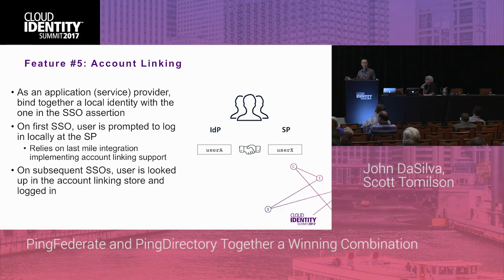So maybe this is an application that you've already had for years. You already have local accounts in there with usernames and passwords and login information. And you really just want to start binding the accounts from the identity provider to the local accounts. That's what account linking can help you with. So on first SSO, that user coming from the IDP is going to be prompted to log in locally at the service provider. But then on subsequent events, we're just going to look up that user and then know that user A from the IDP is really user X in the SP.